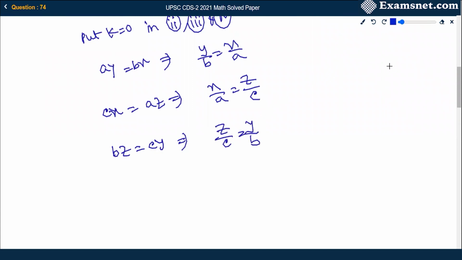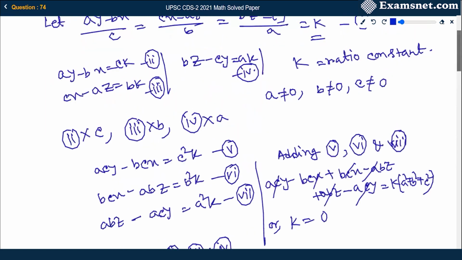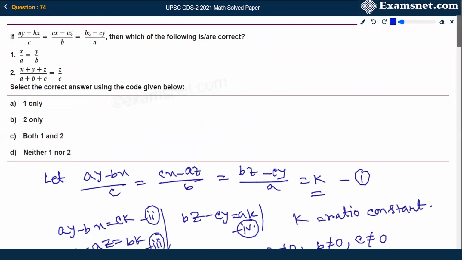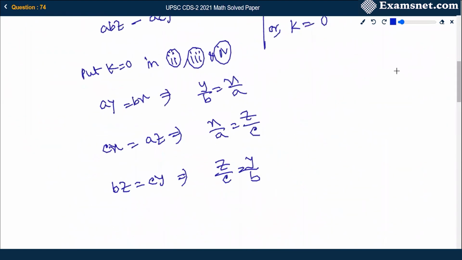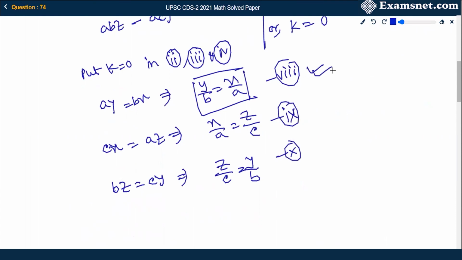So here we can say that the first one is x by a equals y by b. Yes, we got it. Let's name them 8, 9, and 10. So this one is true because equation 8 states that x by a equals y by b.